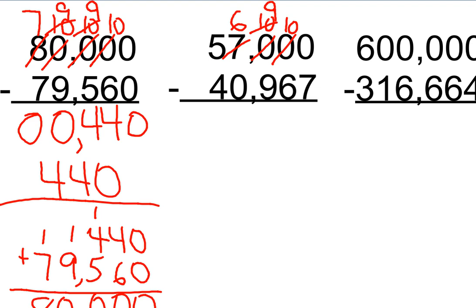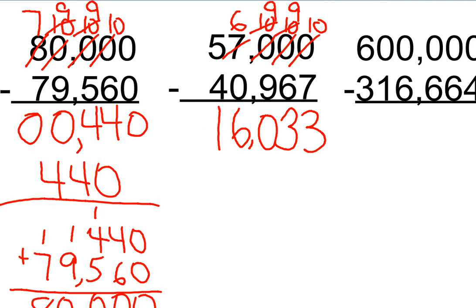Now I say 0, take away 7, can't do, go next door. Now the tens place has a 10 there. Cross 1 out, take 1 away, add 10. 10 subtract 7 is 3, 9 subtract 6 is 3, 9 take away 9 is 0, 6 take away 0 is 6, 5 take away 4 is 1. 16,033.